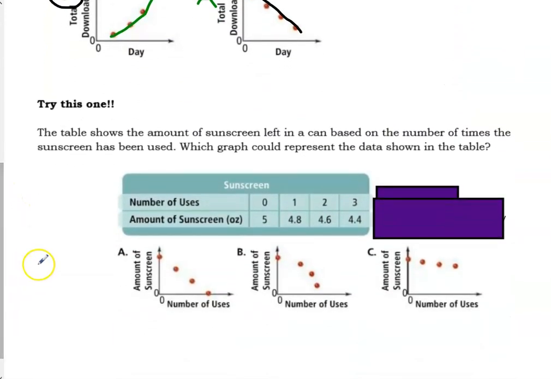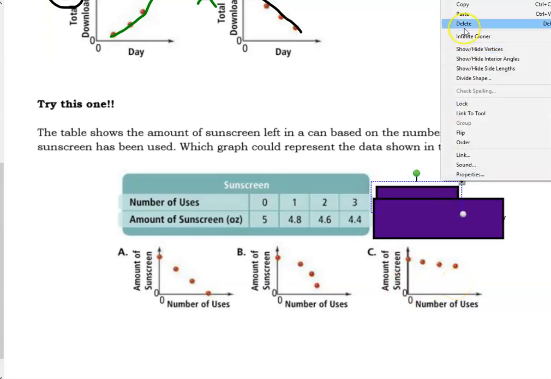Okay, let's try this one. The table shows the amount of sunscreen left in a can based on the number of times the sunscreen has been used. Which graph could represent the data shown in the table? So again, we're going to look at what the table shows versus what the graphs are showing. My two variables are the number of uses and the amount of sunscreen. So the number of uses is going up, but the amount of sunscreen is actually coming down. All three of these graphs show that relationship.